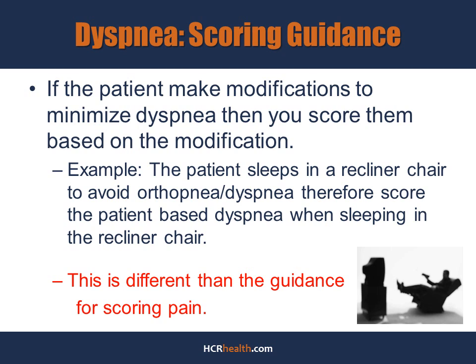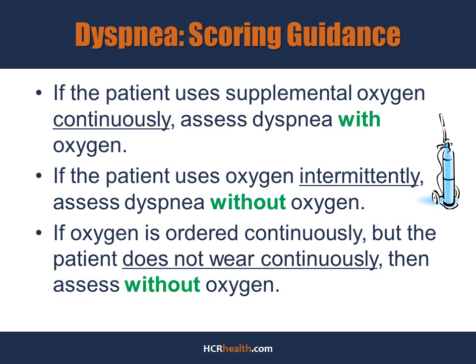For example, if the patient has dyspnea when they lay flat, so since the recent hospitalization they've been sleeping in a recliner chair, then you will score the patient based on how much dyspnea they have in the recliner chair, not when they're laying flat in the bed. This is different from scoring the pain item, where we did not consider modifications when scoring pain.